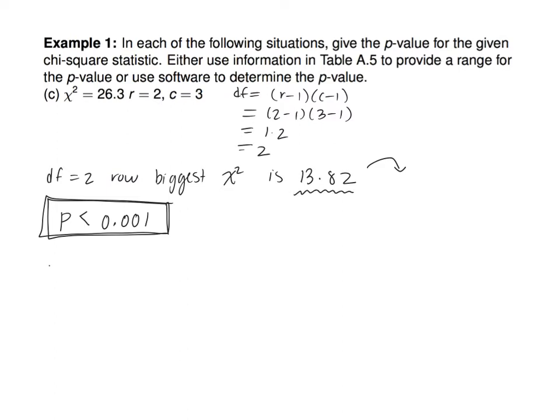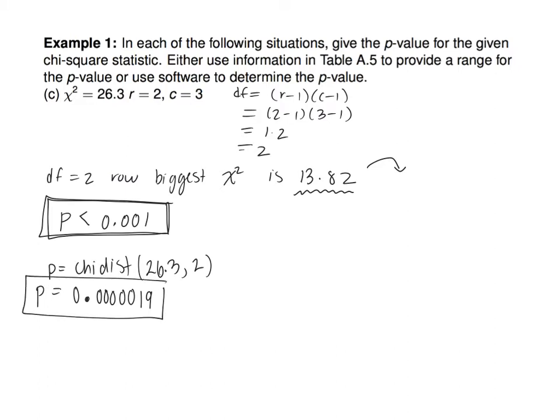Now using Excel, p is equal to chi-dist, put in your chi-squared value, put in your degrees of freedom, and you get 0.0000019. So that's the exact value, and this is your range. And you can check, does the exact match with what you found in the range? Is this exact value smaller than that 0.001? And the answer is, of course, yes it is.